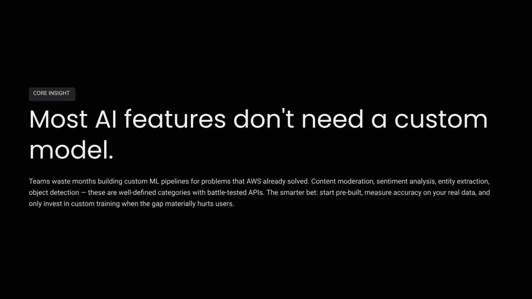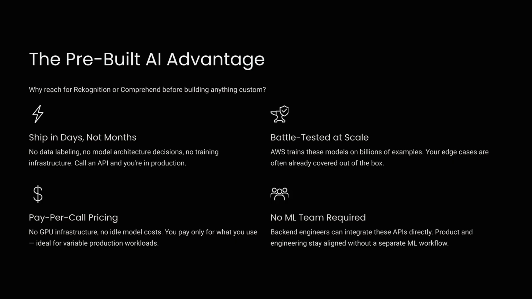AWS offers battle-tested APIs for common problems like content moderation and sentiment analysis. Start with pre-built, measure accuracy, and only invest in custom training if the gap significantly impacts users. The pre-built AI advantage means you can ship in days, not months, without data scientists or training infrastructure. These models are battle-tested at scale. You benefit from pay-per-call pricing and require no dedicated ML team, as back-end engineers can integrate the APIs directly.